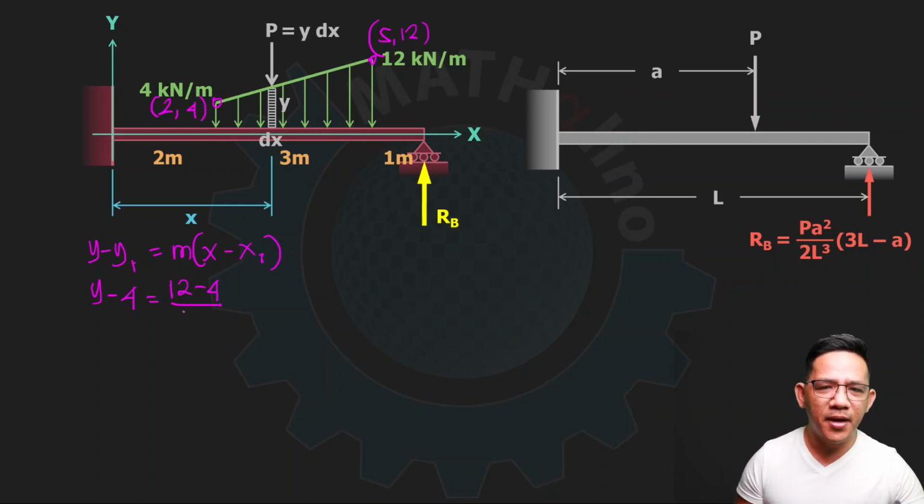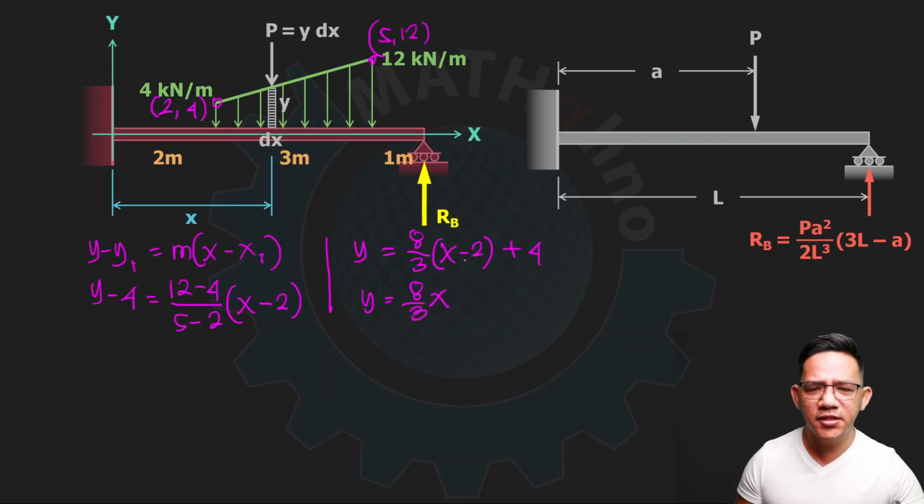So x2 is 5, minus x1 is 2, so x2 minus x1 is 3. Therefore, our equation will become y minus 4 is equal to, 12 minus 4 is 8, all over 3, times (x minus 2). Transposing the negative 4, this will become plus 4. So our y will become 8 over 3 of x, then we have 16 over 3, negative 16 over 3 plus 4. What is that? We have 12 minus 16, that is equal to negative 4, so negative 4/3. That will be our equation for y.